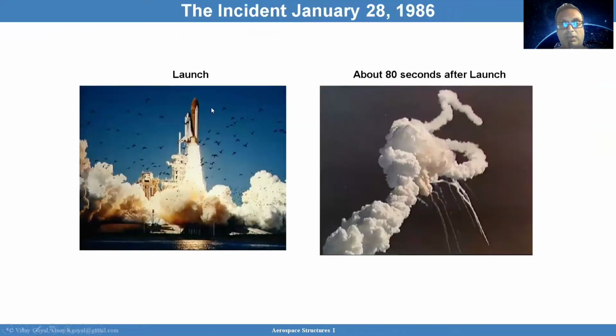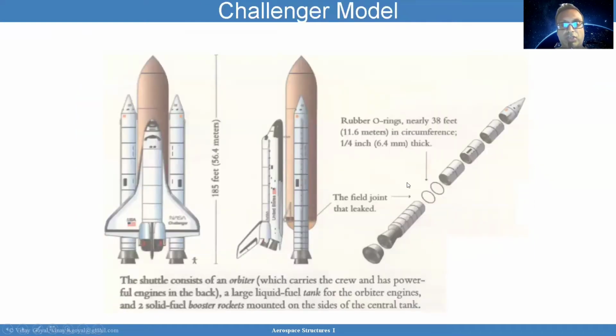So you had the launch, and then 80 seconds later, you lost it. The Challenger model was quite a complex design, and it had O-rings near 38 feet in circumference. And the field joints are the ones that leaked. So over here is where you had the leakage. The shuttle could produce quite a bit of thrust.